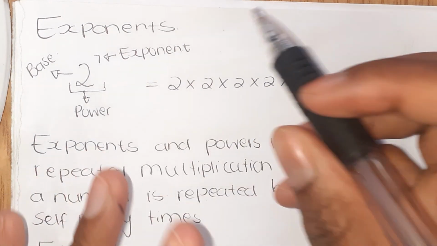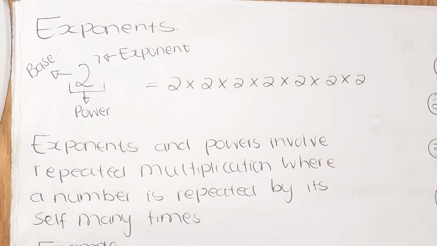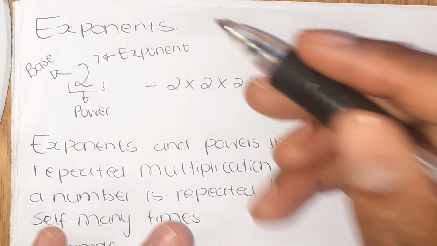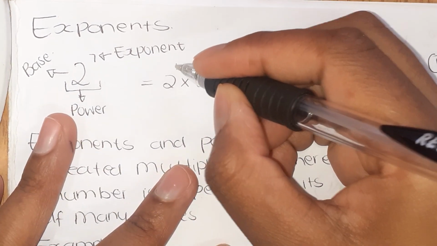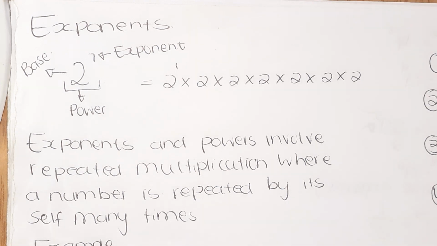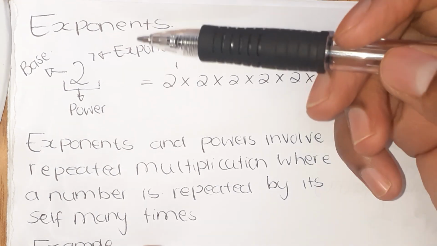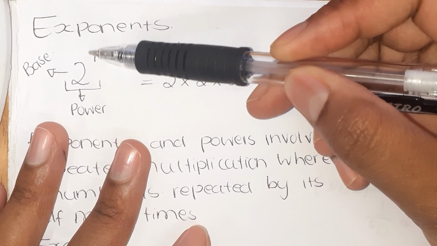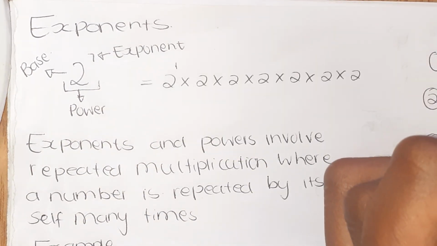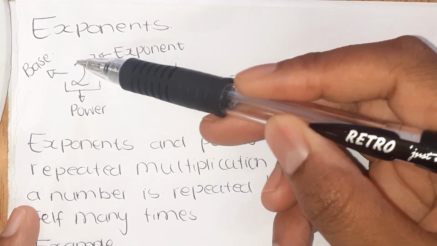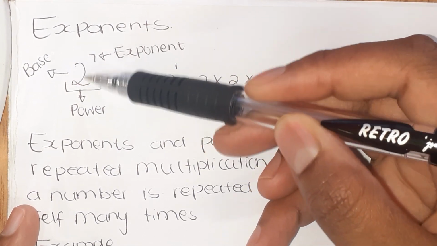If it's just 2 sitting by itself, is it still an exponent? Well, it's not. But we can still say there's a power of 1 on every number that is standing by itself, as I have said in my previous video. Now, this will qualify it as an exponent. So this power here is an exponent, and this number is a base.